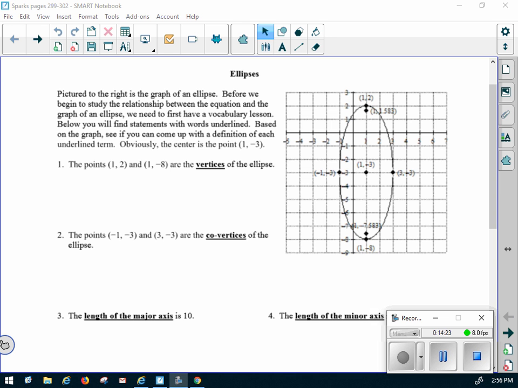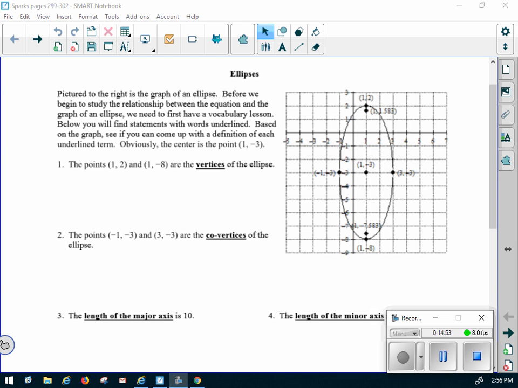Picture to the right is the graph of an ellipse. Before we begin to study the relationship between the equation and the graph of an ellipse, we first need some vocabulary. You will never have a vocabulary quiz, don't worry about it. Below you will find statements with words underlined. Based on the graph, see if you can come up with a definition of each underlined term. Obviously, I hope it's obvious, the center is the point 1, -3.